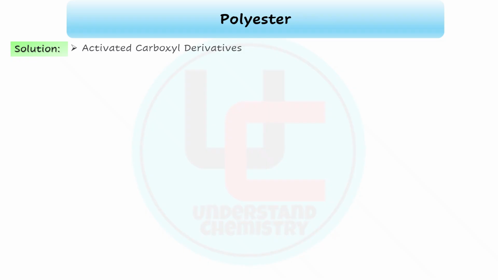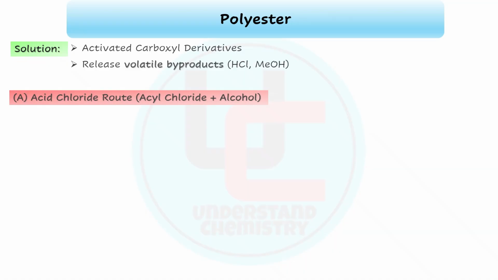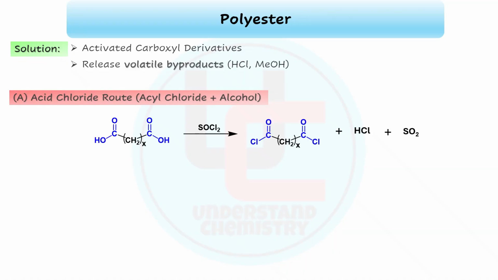By using activated dicarboxylic acid, volatile or gas-like side products such as methanol or HCl will be produced that can easily leave the reaction. One of the most common routes of synthesizing polyester using activated dicarboxylic acid is the acid chloride route.